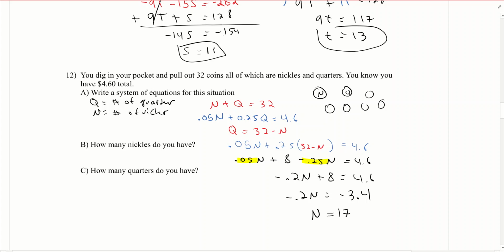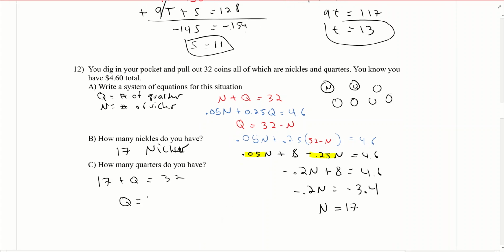And at that point, if I know how many nickels there are, well then I also know that there's 32 total coins. So 17 nickels plus however many quarters there are will give me 32. How many quarters do there have to be, right? There has to be 15 quarters, right? So the number of quarters is 15 quarters. 17 nickels, 15 quarters.